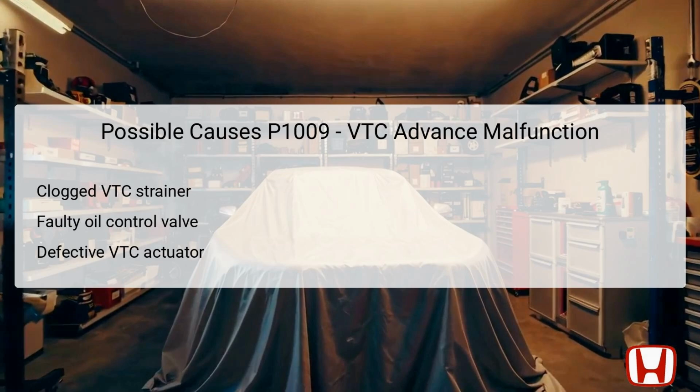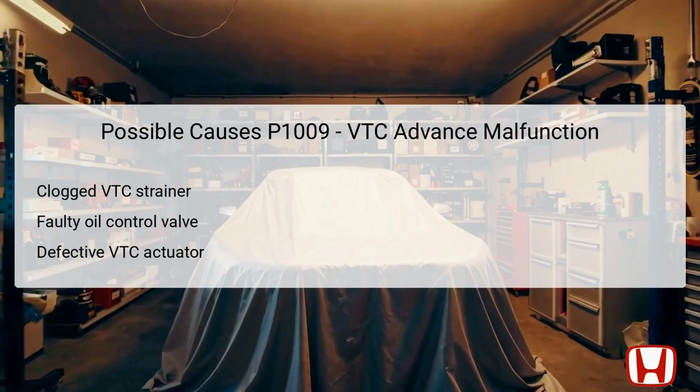If the solenoid does not open or close properly, it will not regulate oil flow as needed for the camshaft timing. Lastly, defects in the VTC actuator, which physically alters the position of the camshaft based on oil flow, can contribute to the error code. Each of these components plays a pivotal role in the VTC functionality, and diagnosing which one is malfunctioning is critical for effective repairs.